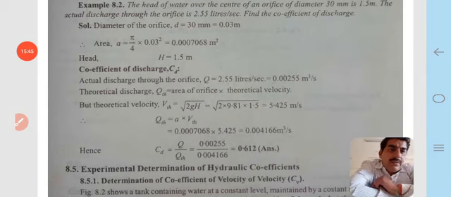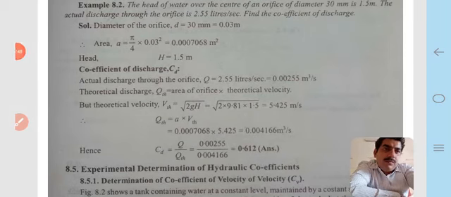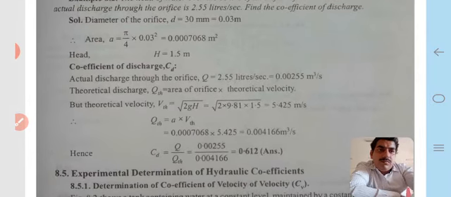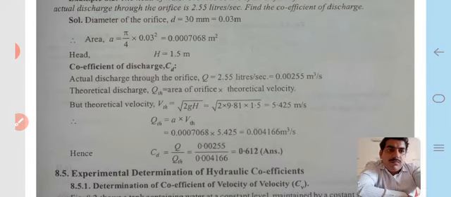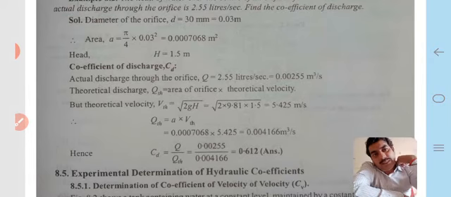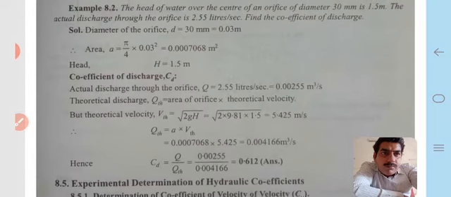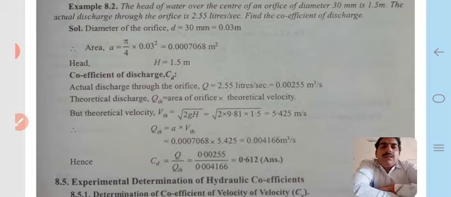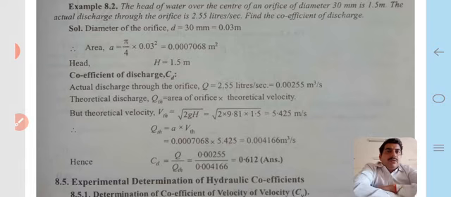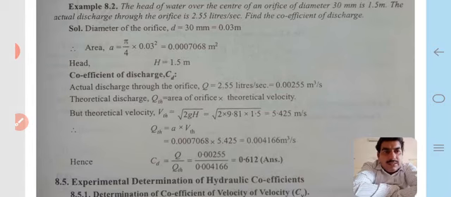Now the next type of example. The head of water over the center of an orifice of diameter 30 millimeter is 1.5 meter. The actual discharge through the orifice is 2.55 liters per second. Find the coefficient of discharge, that is CD, to be found out.